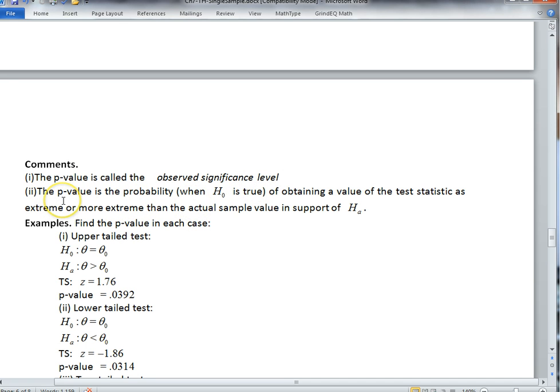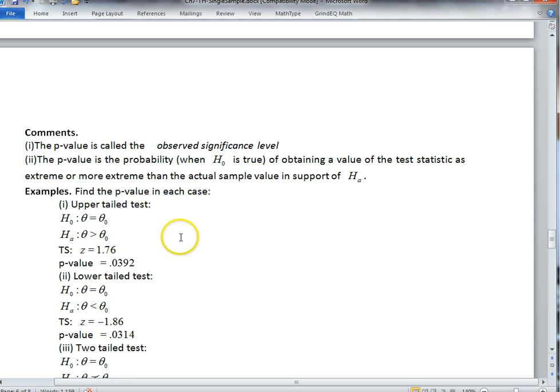Sometimes it's defined as the probability, when H0 is true, of obtaining a value of the test statistic, a value of Z, as extreme or more extreme than the actual sample value that supports the alternative. I think the best way to understand it is through a series of examples. So I want to give you an example for each one of upper tail, lower tail, and two-tail tests. How do we compute the p-value in each case?